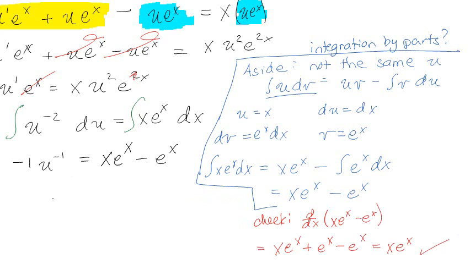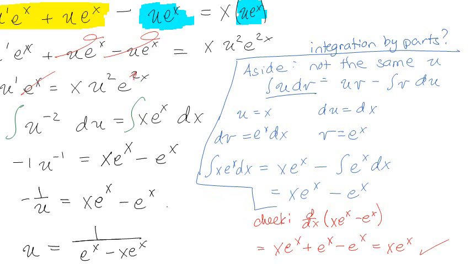But in any case, trying to remember what we were doing in the first place, I've got negative 1 over u is equal to x e to the x minus e to the x, or that u is equal to 1 over e to the x minus x e to the x. And again, why did I care what that was? Oh, I need a plus c somewhere. Here, plus c. And again, it doesn't matter what happens to the plus c, I'm just throwing it under.